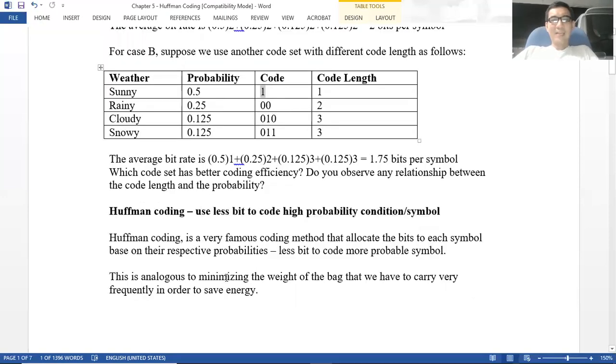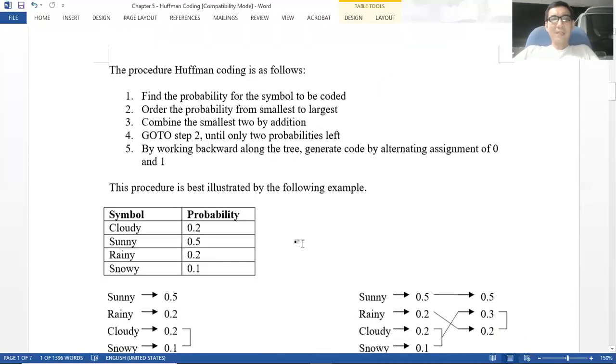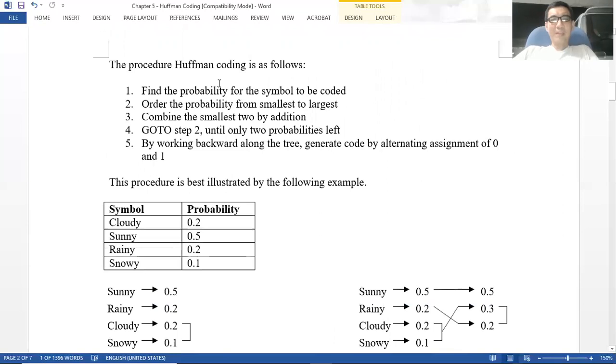Okay, so this idea is analogous to minimizing the weight of our bag. The bag that you carry to classroom, you will try to make it as light as possible. And the bag that you carry back to your hometown, which you do only once or twice a year, then you can have a more heavy bag. But the one that you carry frequently, you want to make it as light as possible. All right. Okay, let's look at the algorithm of Huffman coding.